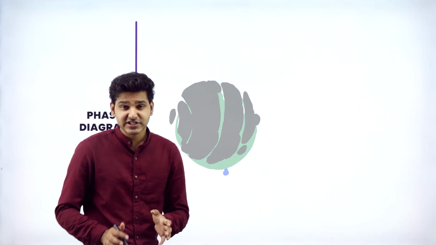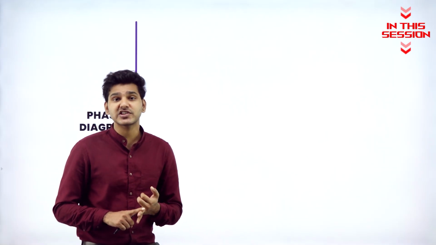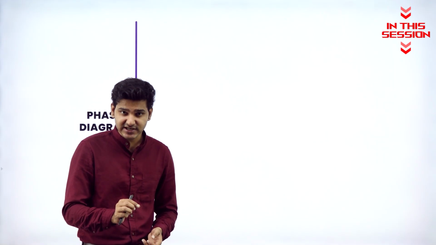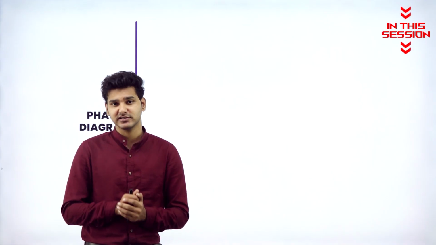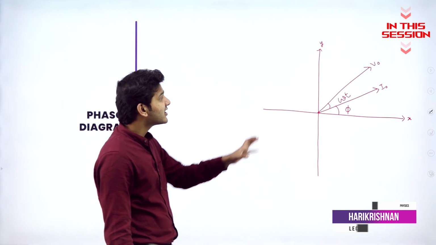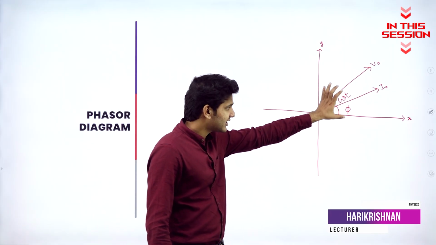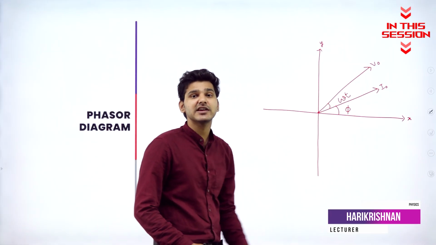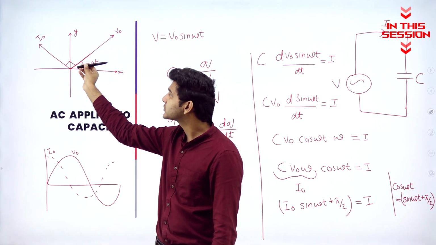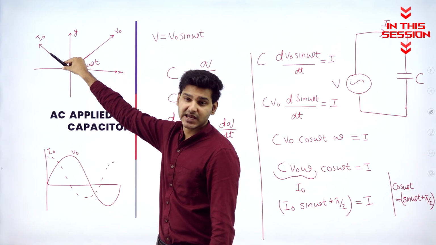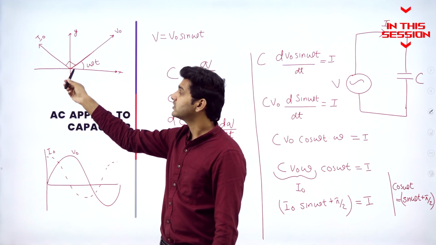A diagram representing alternating current and voltage as rotating vectors in which the angle between them is known as phase angle. So the magnitude value of this particular vector, that is current or voltage, is given by the length of that particular vector. Current is actually leading by 90 degrees with voltage.